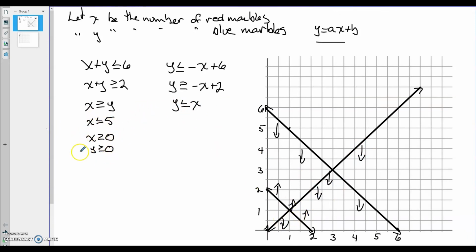Now we look at our next three inequalities, x less than or equal to 5. So we find 5 on the x-axis, draw a vertical line, and the shading, because it's x less than or equal to 5, the shading goes to the left on that line. Next one, x greater than or equal to 0, so that is the y-axis. And y greater than or equal to 0 is the x-axis, so it has to be above that.